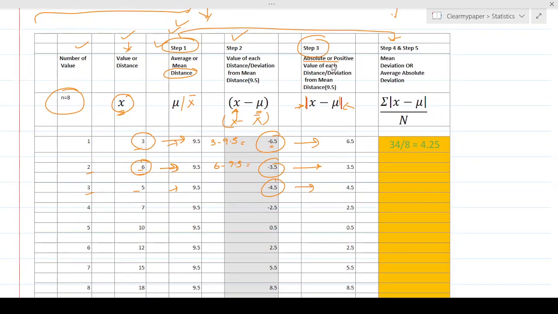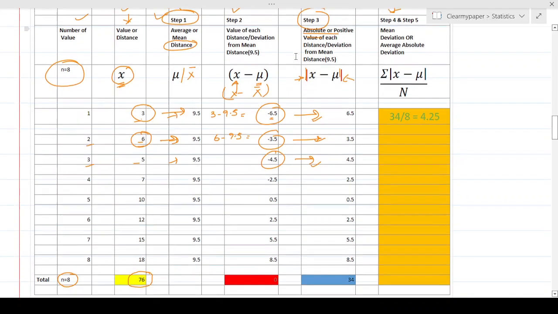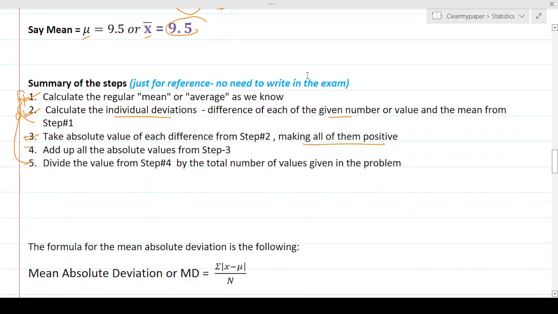Just get the absolute or positive value of the distance, and all of this I get in pure positive value. Okay, that's your step 3. Step 4 and step 5 are combined over here. So what we need to do is, since we are finding mean absolute deviation, what is the overall absolute deviation, mean absolute deviation? What is the average of all of them? So we have to add up all the individual deviations and then divide it by the number of observations, which is 8, which is the combination of step 4 and step 5.